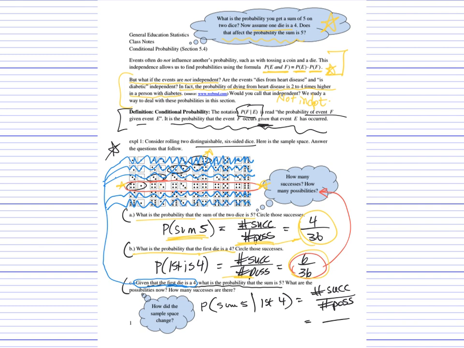So how many possibilities are there? There's only these 6 possibilities, isn't there? If we are given that the first die is 4, there's only 6 possibilities. And I'm going to make that my bottom. And how many successes are there? Well, there's one success where the sum is 5. And so I've got that probability there. Let's go on to the next page and see what else we have.